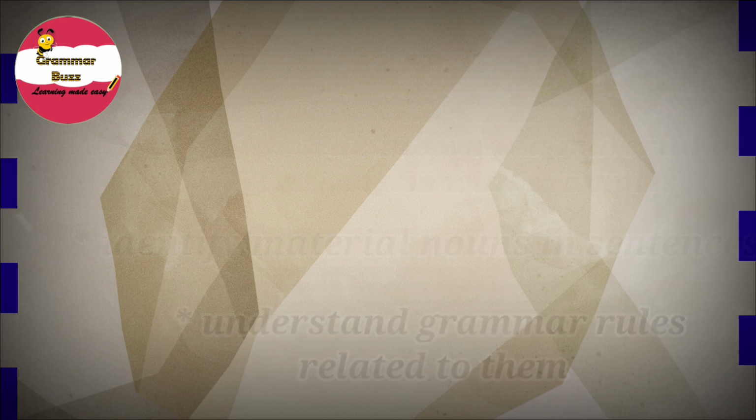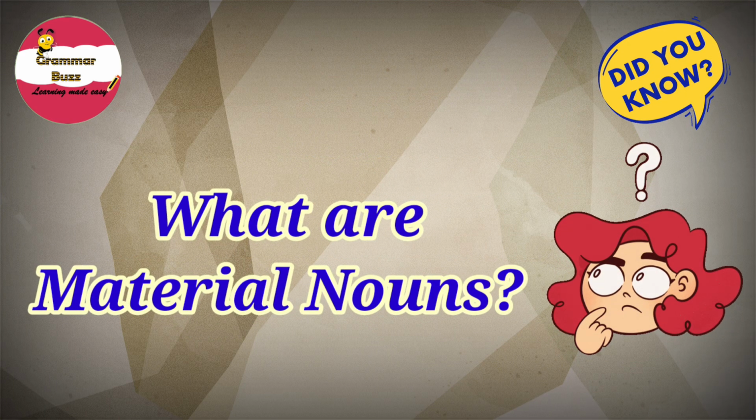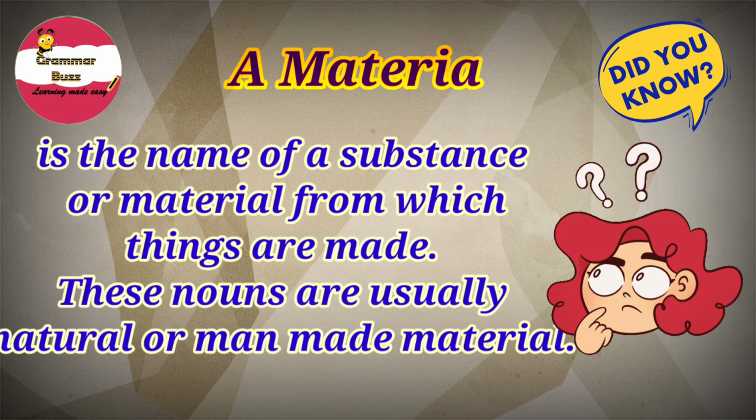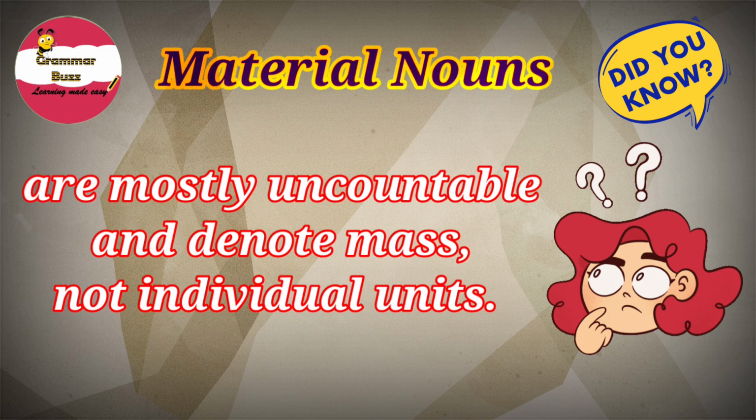So let's begin. Here comes the million-dollar question: what are material nouns? Let's find out. A material noun is a name of a substance or material from which things are made. These nouns are usually natural or man-made material. In other words, they are the raw products from which things are made.